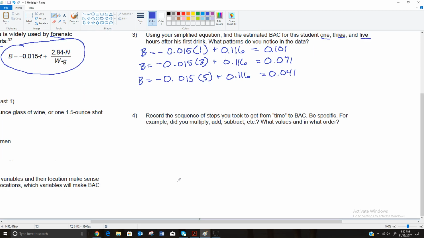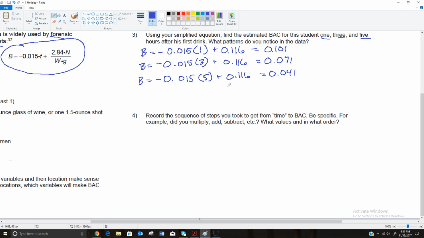So now it says record the sequence of steps you took to get from time to blood alcohol content and be specific. For example, did you multiply, add, subtract, what values in what order? So I'm not going to write this down, but what we did is we took the negative 0.015 times the time, and then we added 0.116. Each time for this student, because of the constants that we already had, that's what we had to do. We just had to take negative 0.015 times the time, and then add 0.116.